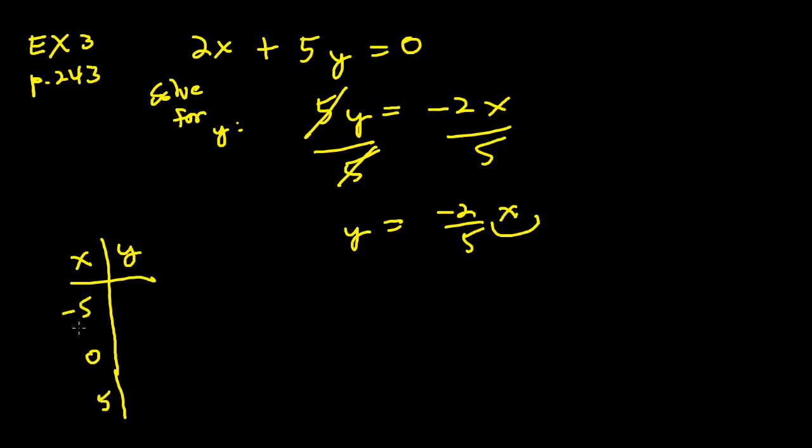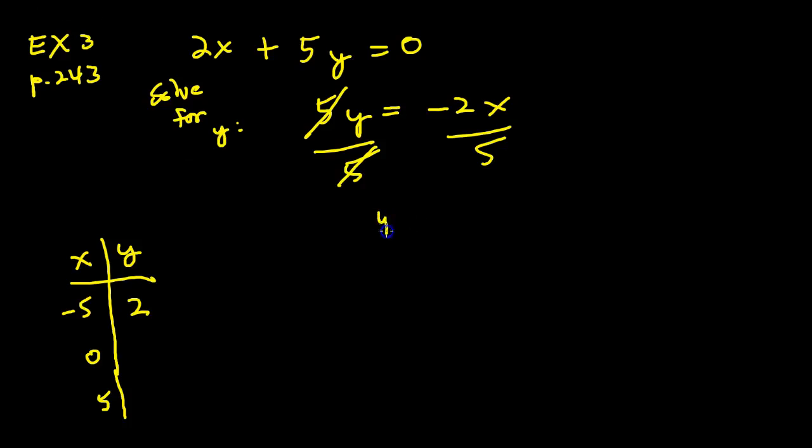And let's do minus 5 first. All right, if y equals minus 2/5 times x, if x is minus 5, I'll just plug in minus 5 like so. A negative times a negative is a positive. The 5's cancel out, and I get y equals 2. So when x is minus 5, y equals 2. Okay? Try another one.